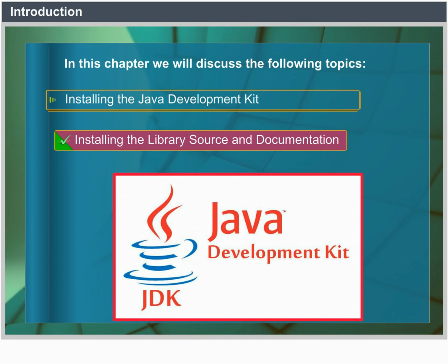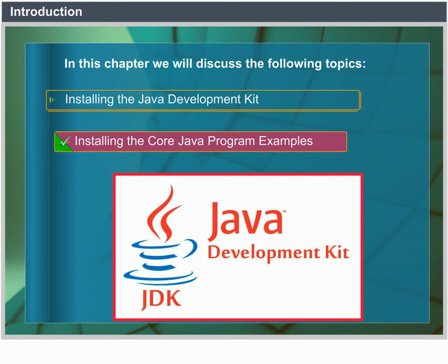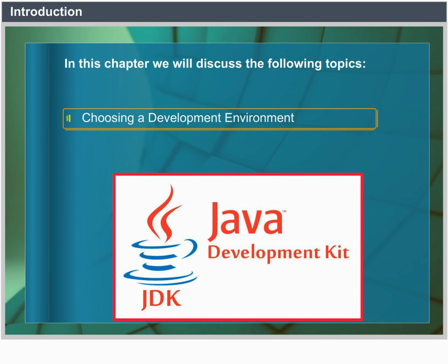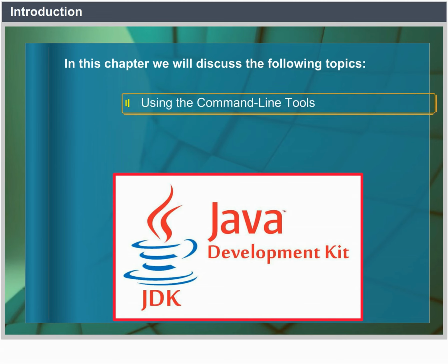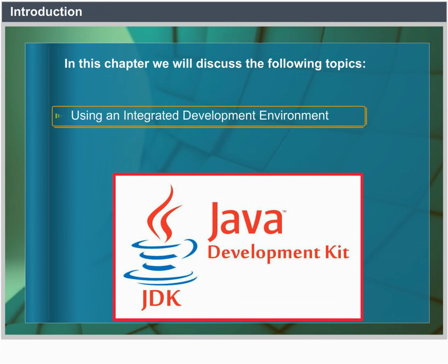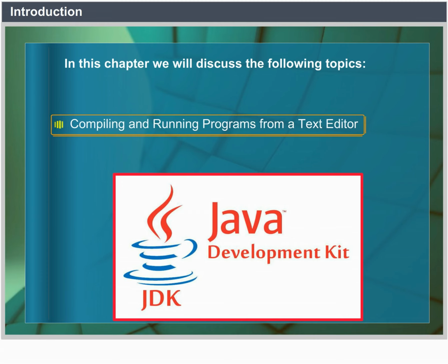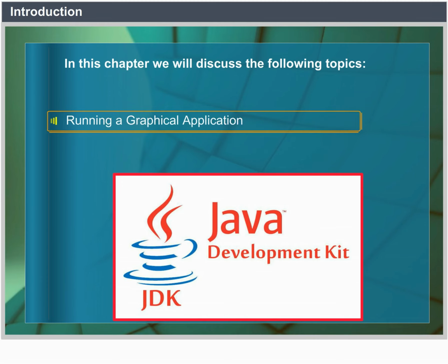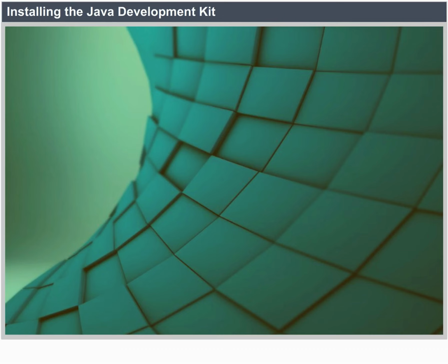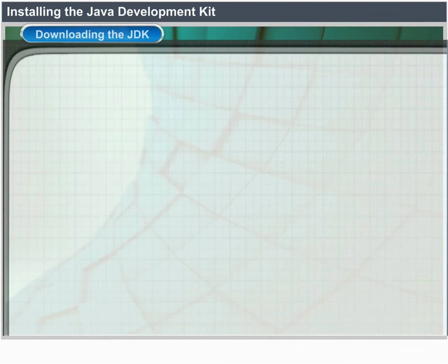path, installing the library source and documentation, installing the core Java program examples, navigating the Java directories, choosing a development environment, using the command line tools, troubleshooting hints, using an integrated development environment, compiling and running programs from a text editor, running graphical applications, building and running applets, installing the Java development kit, downloading the JDK.